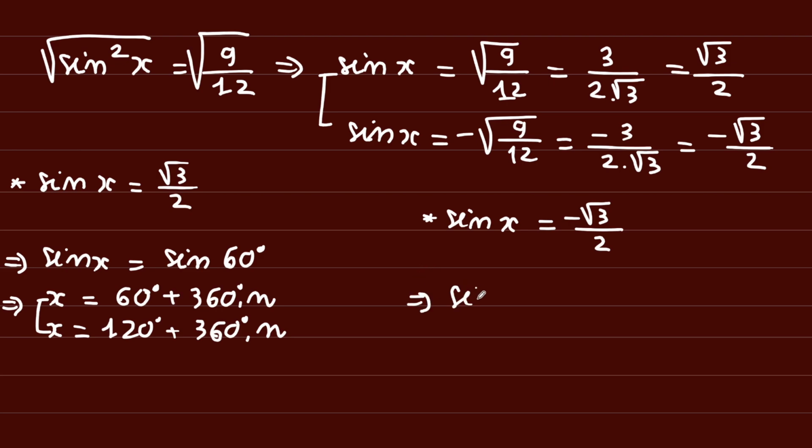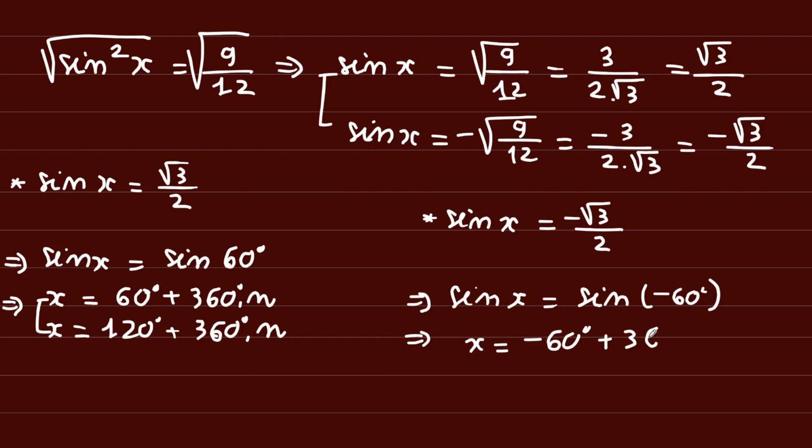Okay, and the next one will be the opposite angle, minus square root 3 over 2, corresponding to sine of minus 60 degrees. This is a negative number, so minus 60 degrees plus 360 degrees multiply n, and take the supplementary, you get 180 plus 60, which is 240 degrees plus 360 degrees multiply n. Yeah, 1, 2, 3, 4, four general solutions for this question.